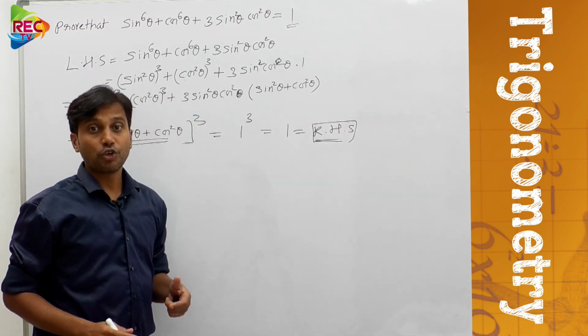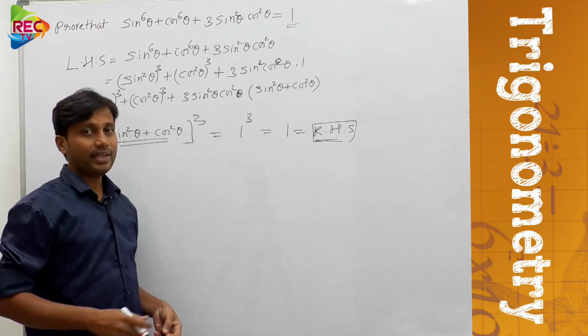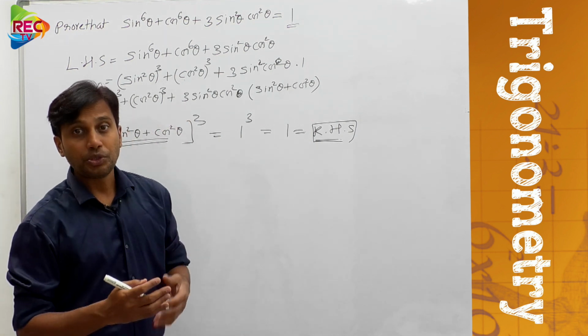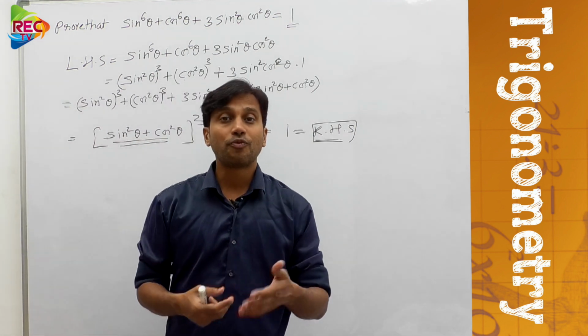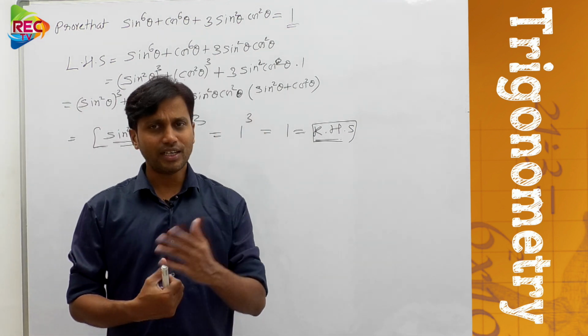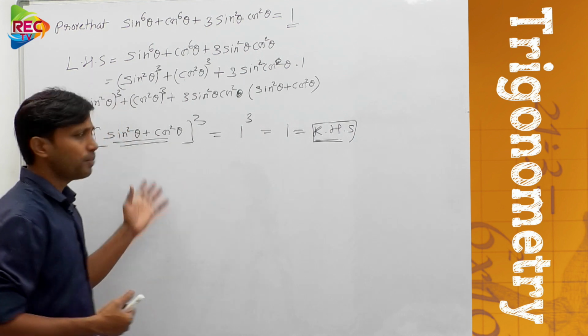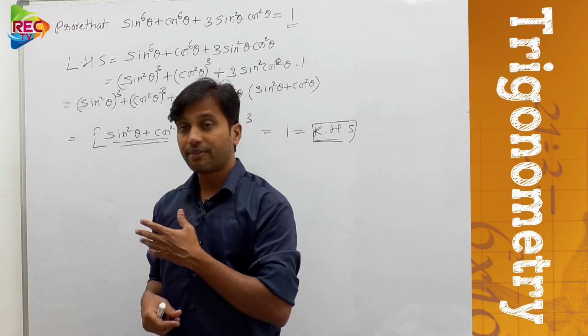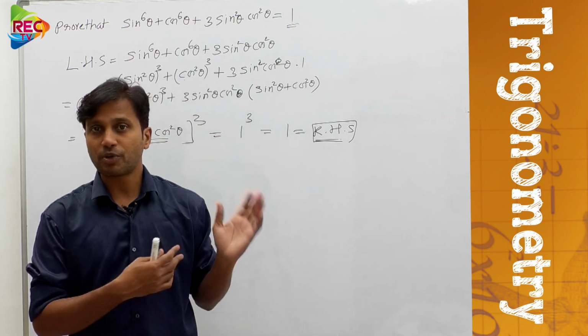We could prove this very simply by adjusting the LHS part into (a plus b) whole cube format. Understood? Like this you can solve so many problems on trigonometric identities. I think you might have understood this, and you might have enjoyed this problem also.